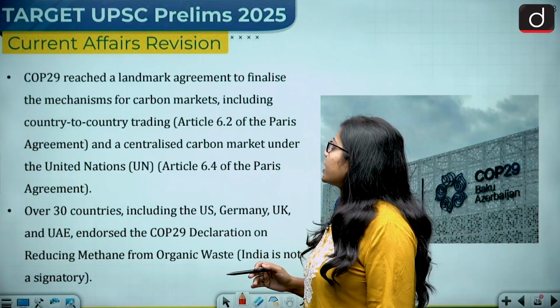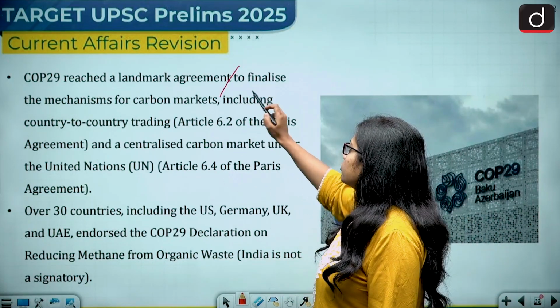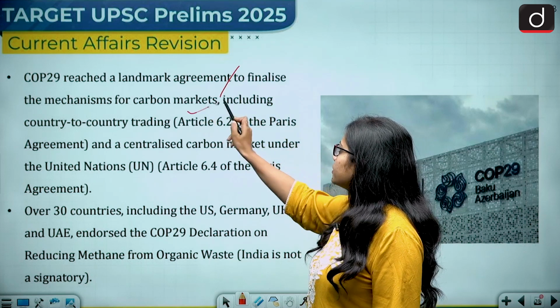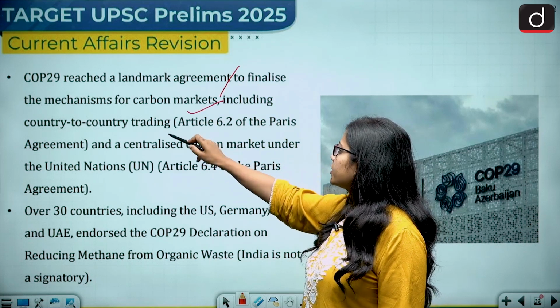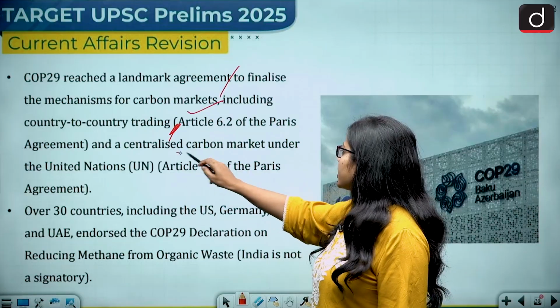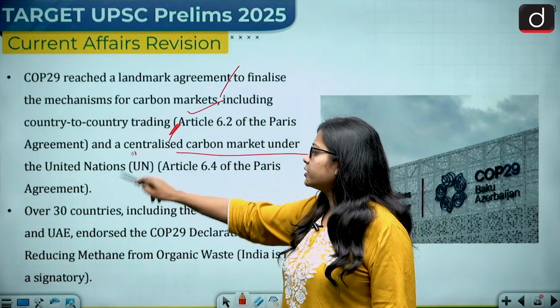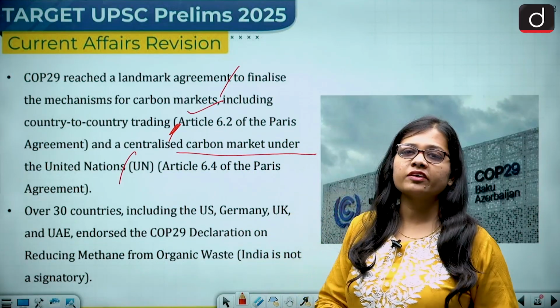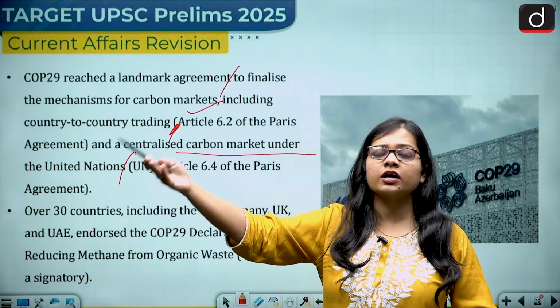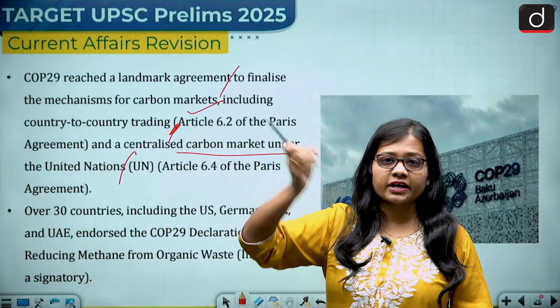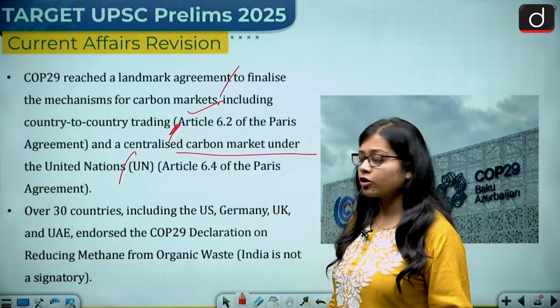COP29 reached a landmark agreement to finalize the mechanism for the carbon market, including country-to-country trading and a centralized carbon market under the United Nations, in which a country that has surplus credit can give it to a country that has less credit and can take monetary benefit in return.